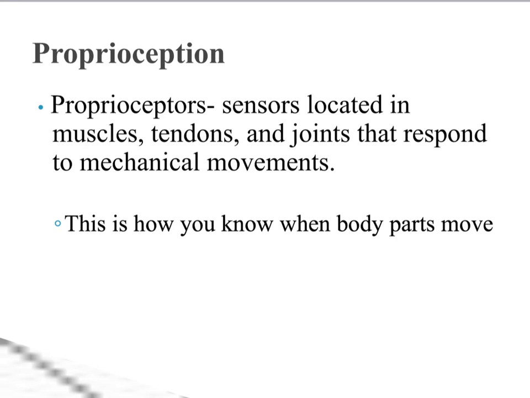We have some other mechanoreceptors embedded in our tissues. They're called proprioceptors. These sensors are typically located in our muscles and tendons and inside of a joint, and they respond to mechanical movements. This is how we know when our parts move.